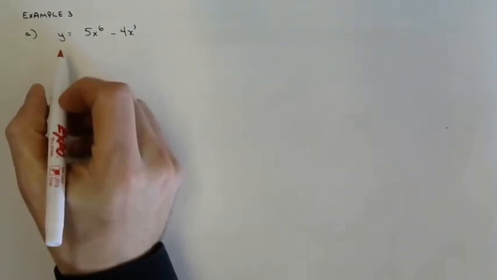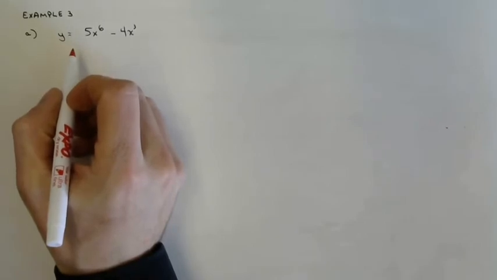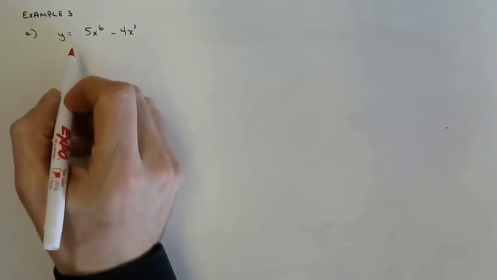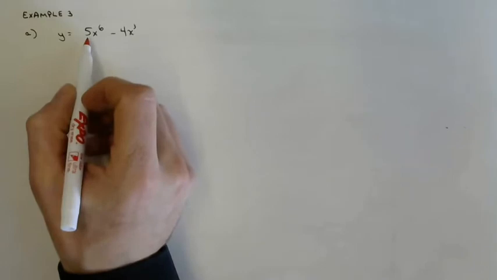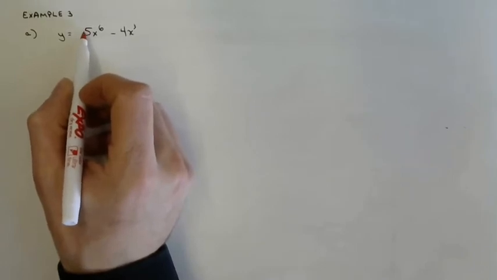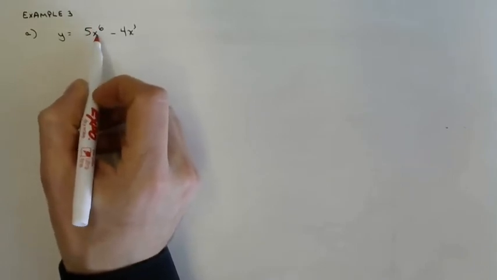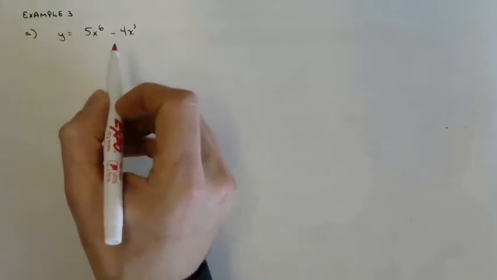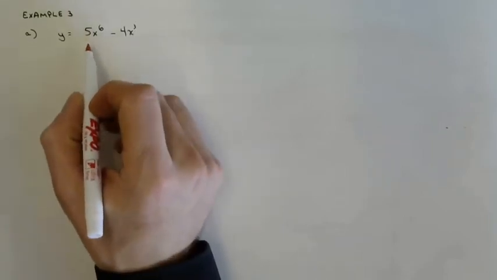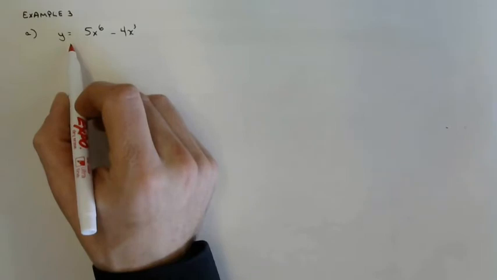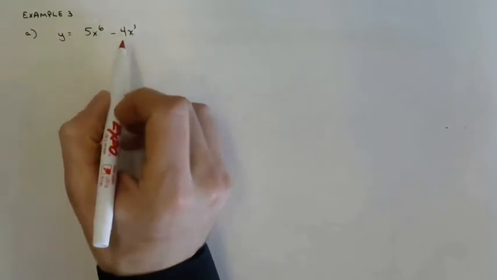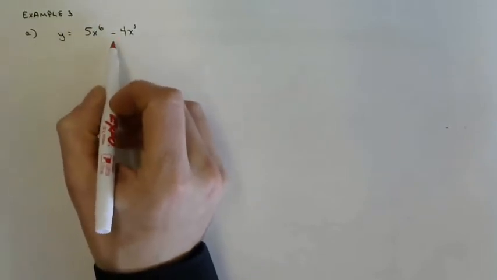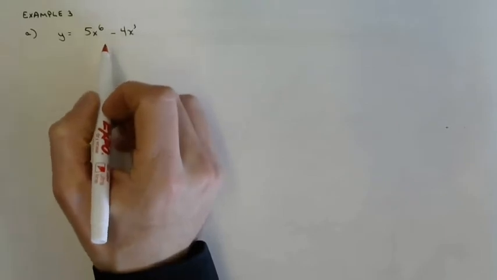All right, this one's pretty straightforward. We are going to use the constant multiple law. So this 5 is going to stay out front, and we're going to differentiate x to the power of 6. Okay, and we're going to use the difference law because we're taking the derivative of this whole thing, which basically means we can just take the derivative of this part and subtract the derivative of that part. You do that without thinking. You do that even if you didn't know that law.